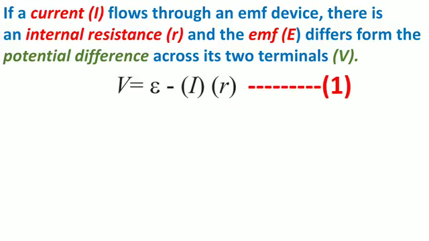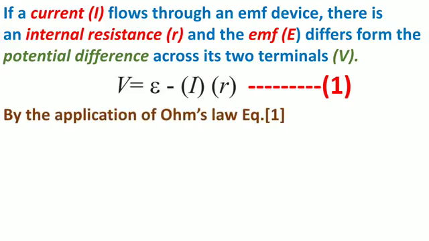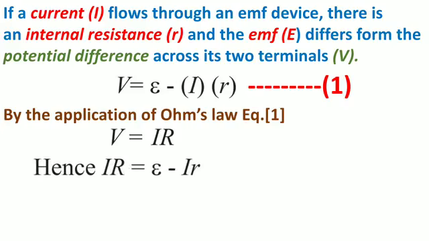Label it as equation number 1. Now recall Ohm's law: V is equal to IR. We have V in equation number 1, so if we apply Ohm's law, equation number 1 becomes IR is equal to E minus I small r. Why are we doing this derivation? Because we have to derive an expression for the maximum current.